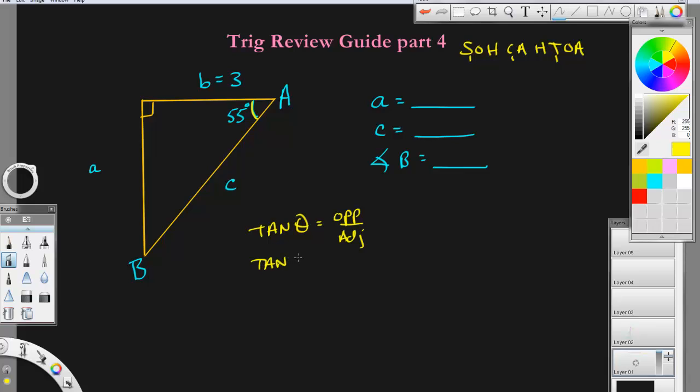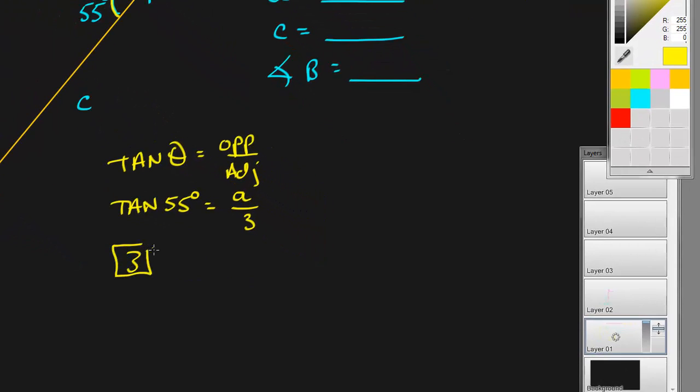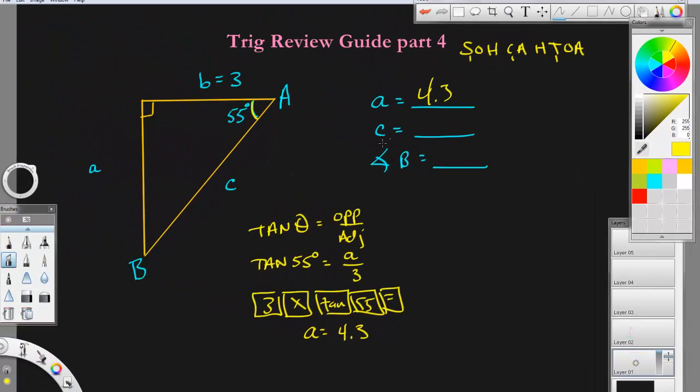So then we start filling in what we know. The tangent of 55 degrees equals little a over 3. That's opposite over adjacent. Yesterday we did problems where we had to divide. Do we have to multiply or divide on this problem? Multiply. So we'll do 3 times the tangent of 55 equals. And what did you come up with on that? 4.28. So we'll call it 4.3. So A is 4.3.